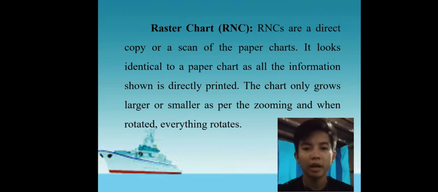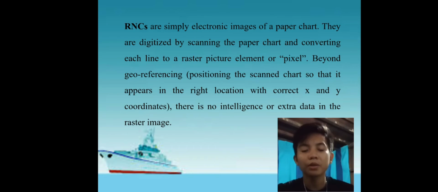Hello, good day. I am Carl Jupit Mancao. So, the raster chart, or RNC. Raster navigational charts are a direct copy or scan of the paper charts. It looks identical to a paper chart, as all the information shown is directly printed. The chart only grows larger or smaller as per zooming, and when rotated, everything rotates. Raster navigational charts are simple electronic images of a paper chart. They are digitized by scanning the paper chart and converting each line to a raster picture element, or pixel.